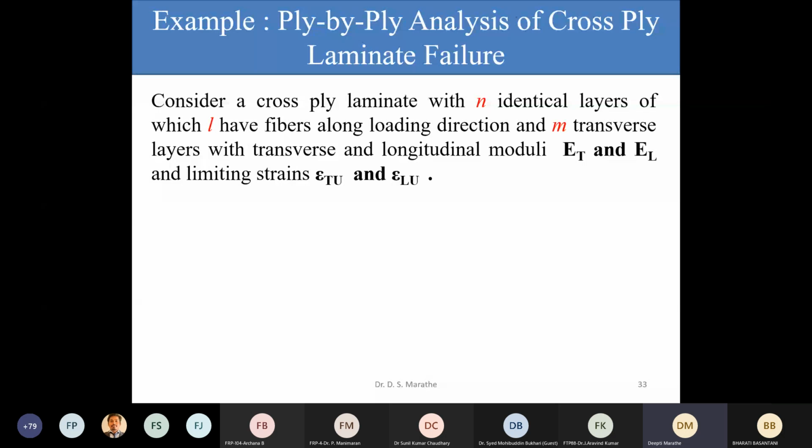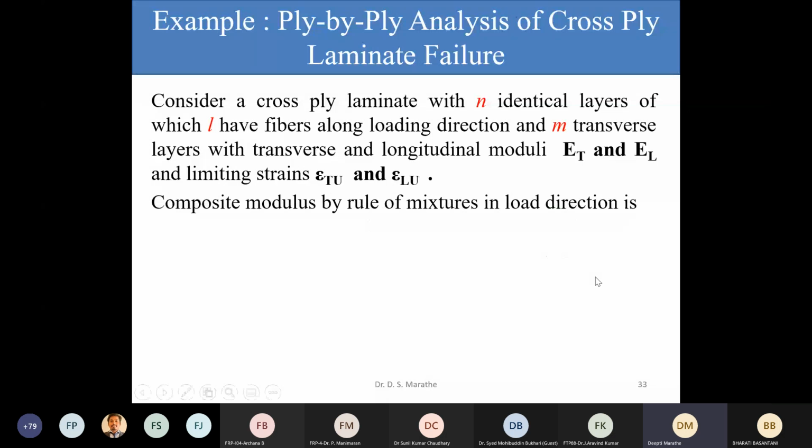Now suppose I am going to apply the load in the direction of the fibers, that is the longitudinal direction. Naturally, I know very well that the plies which are exactly 90 degrees are going to fail first because they are weak in that particular direction.